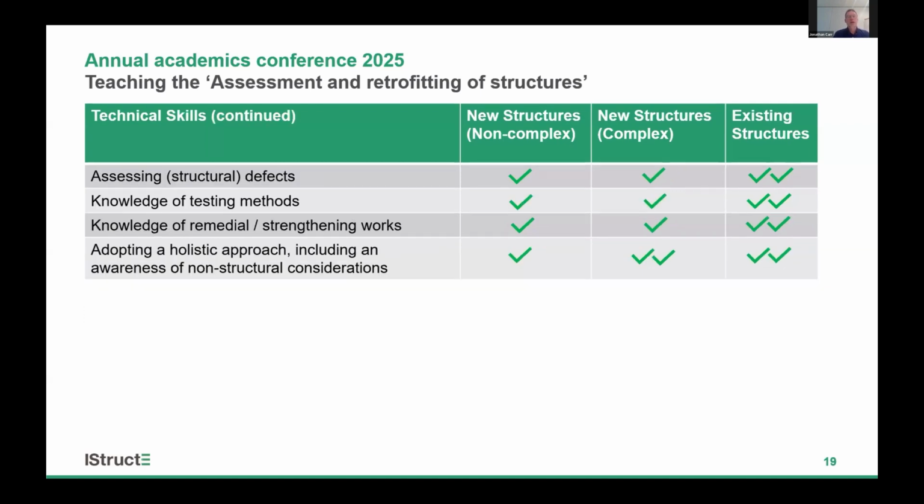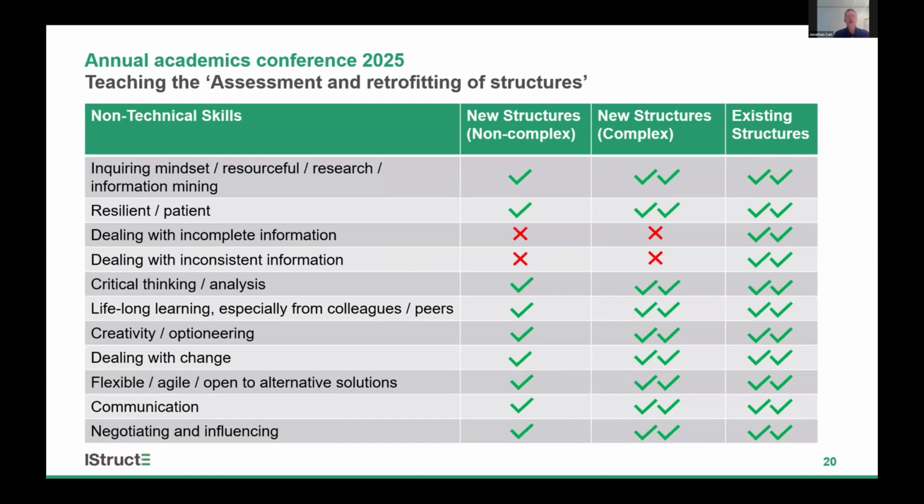Another example of something that's particularly relevant to existing structures: defects, testing methods, remedial strengthening works. Again, they should definitely be covered in any reuse module, but they are also relevant to an extent when you're looking at new structures. So again, it does reinforce those skills required for new structures. So again, it's a win-win.